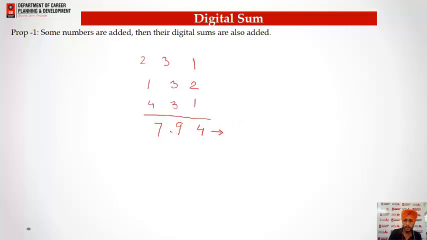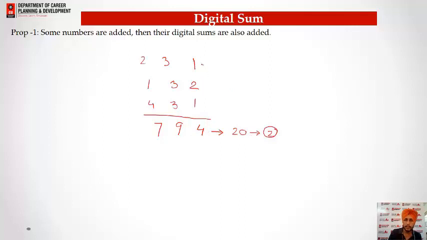To check the digital sum of this answer, I'll add the digits: 7 plus 9 is 16, 16 plus 4 is 20. But this is not a digital sum, because earlier we discussed that a digital sum is a single digit number. So again I'll add 2 plus 0, that is 2. So the digital sum of 794 is 2.